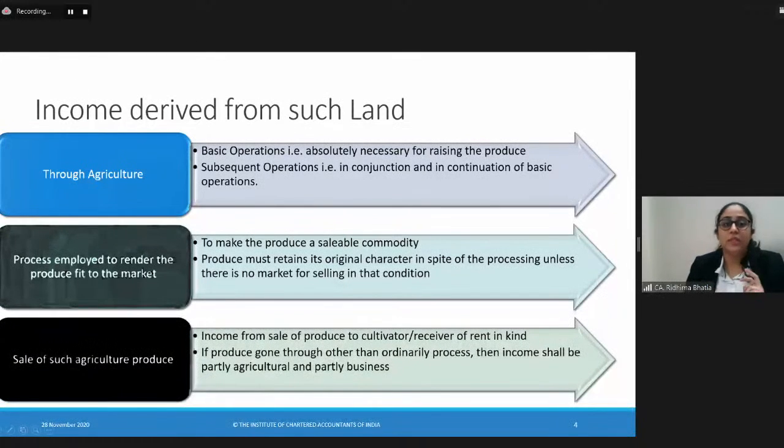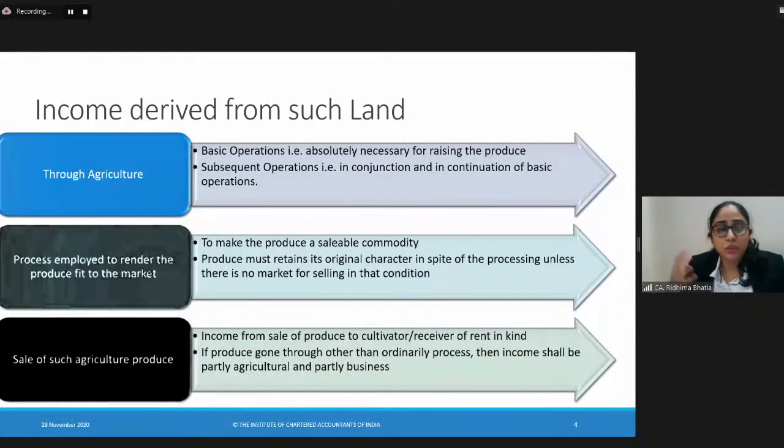Okay, number one. Number two, they say income derived from such land through process employed to render the produce fit to the market. You have done basic operations and subsequent operations. Now you're doing some basic processes, like removing stones from the produce or putting it in gunny bags, packaging. All of these are processes which you employ to make it a sellable commodity. So if you have agricultural income through processes conducted to make the commodity sellable, then it is your agricultural income. But one thing you have to remember is that the produce should retain its raw nature.